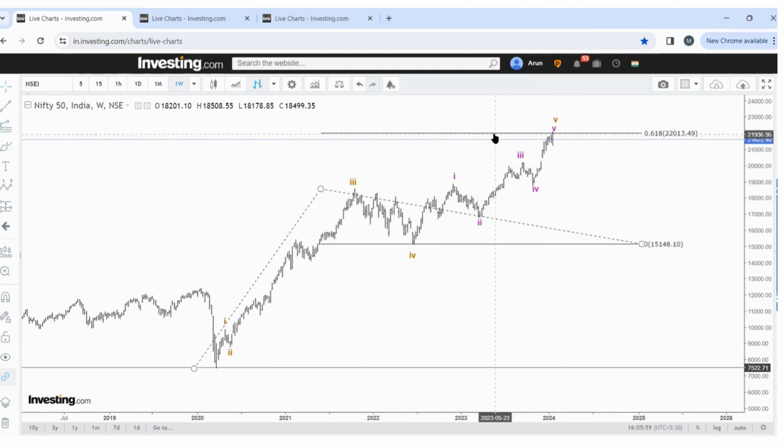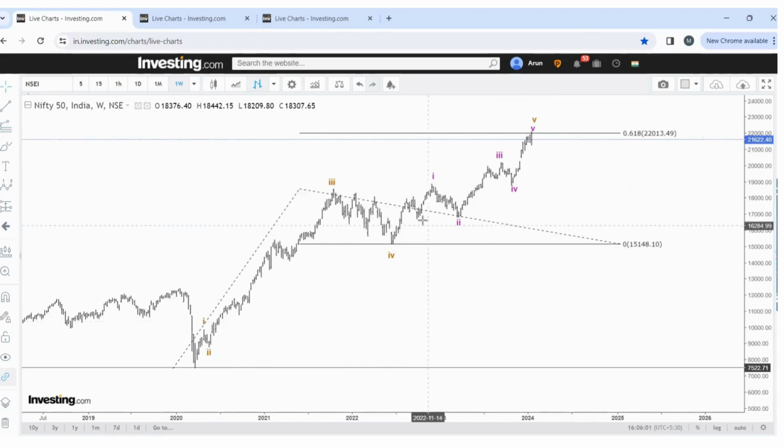Okay. So have this in mind. Here I don't find any ending diagonal. It's a normal impulse wave here. As of now, the price stopped at 61.8%, which is the potential target for wave 5 in an impulse. So it can be the top. So have this in mind as a bearish structure in Nifty.